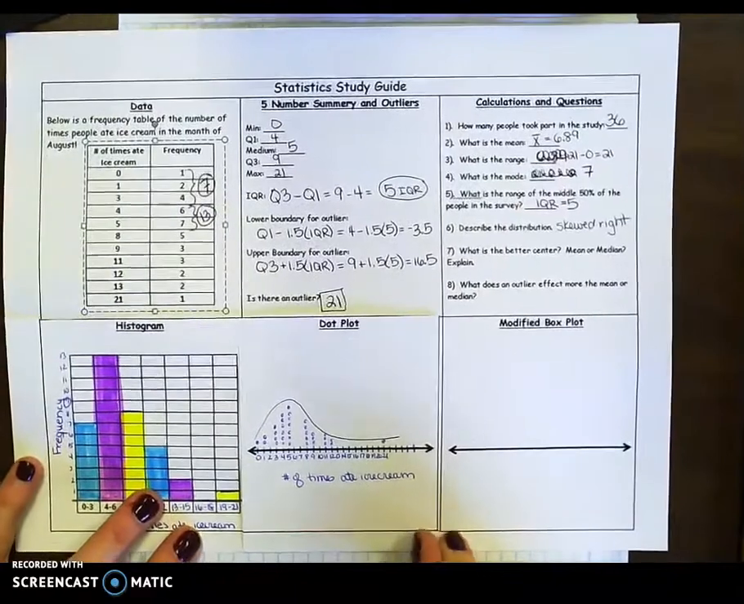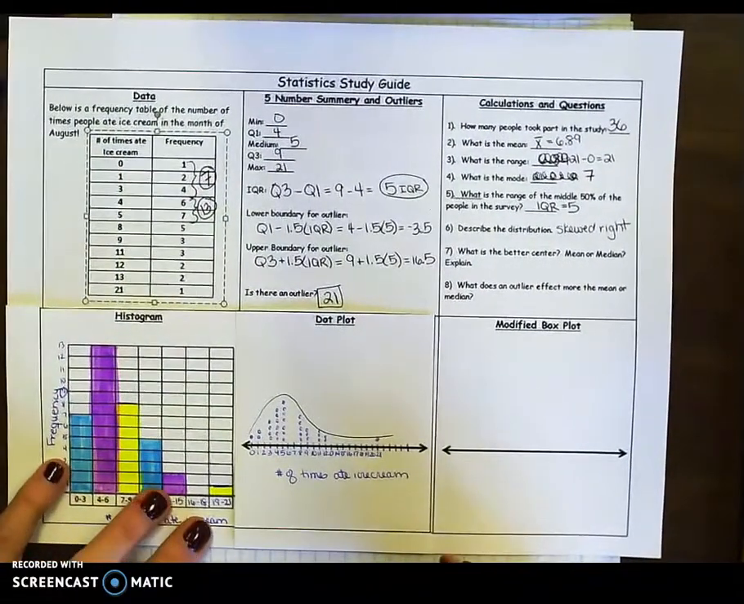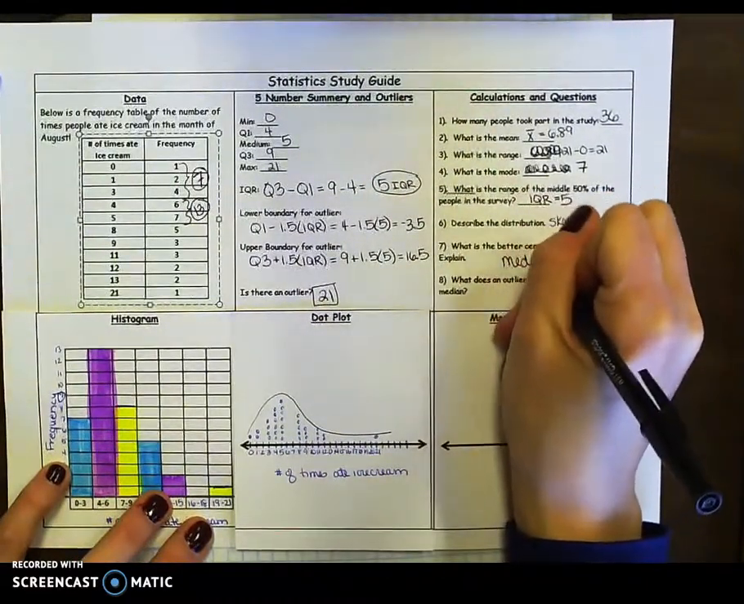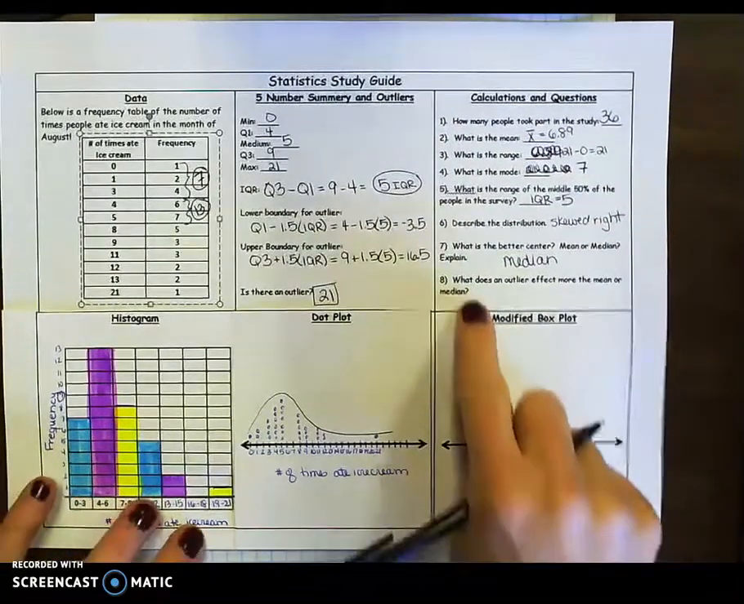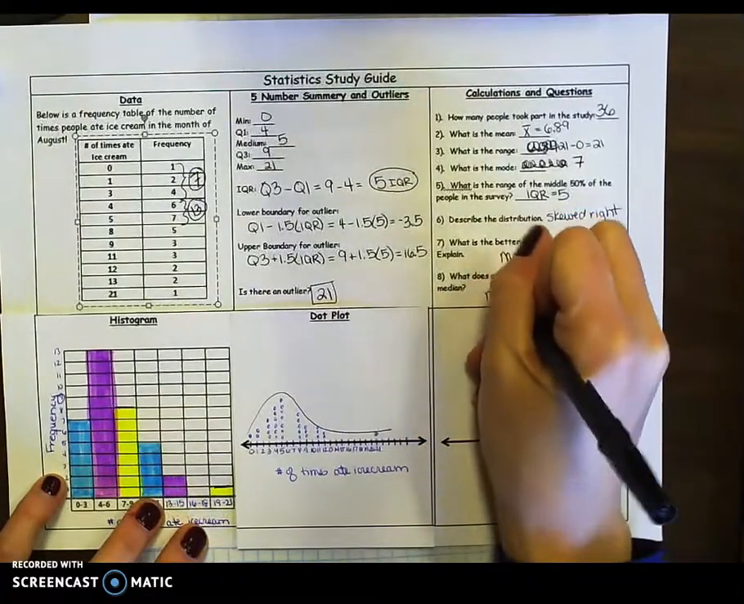So if it is skewed right, what is the better center, the mean or the median? Well, remember, whenever your data is skewed, we're going to want to use the median as our center because the mean is getting pulled toward that outlier. So what does the outlier affect more, the mean or the median? It affects the mean.